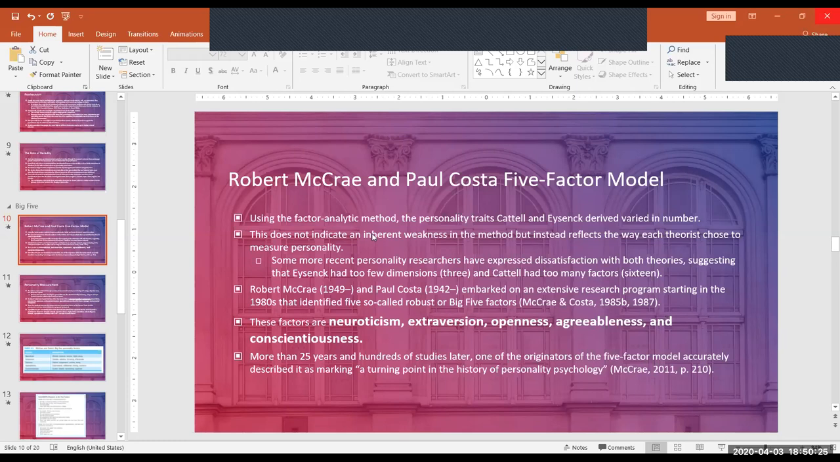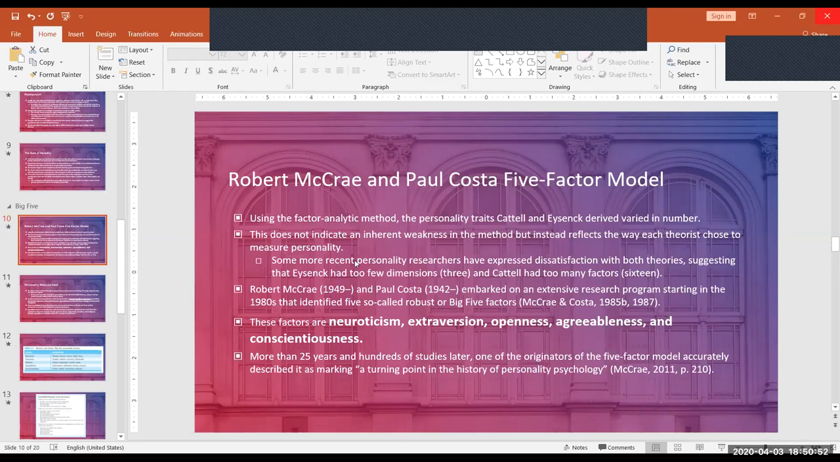So this is basically a realistic description of human personality. Then what the researchers did back then was they tried to classify these descriptions, and they found that those descriptions could be classified into five different dimensions. Does that make sense to you? So they used this method that they call the factor analytic method.